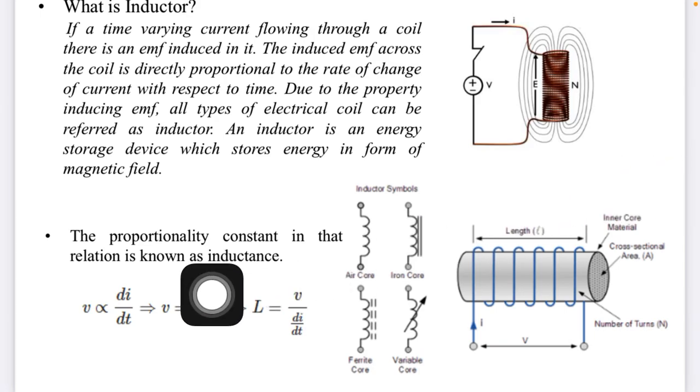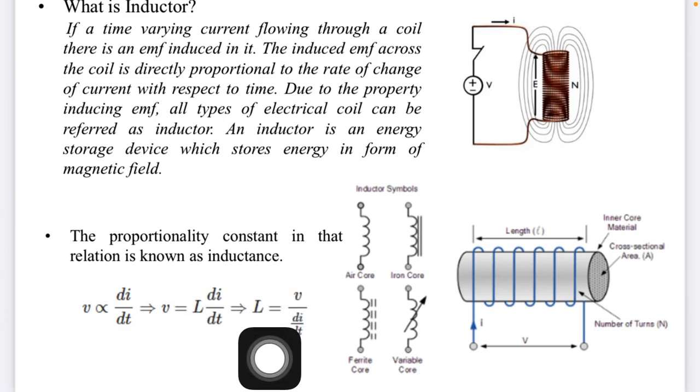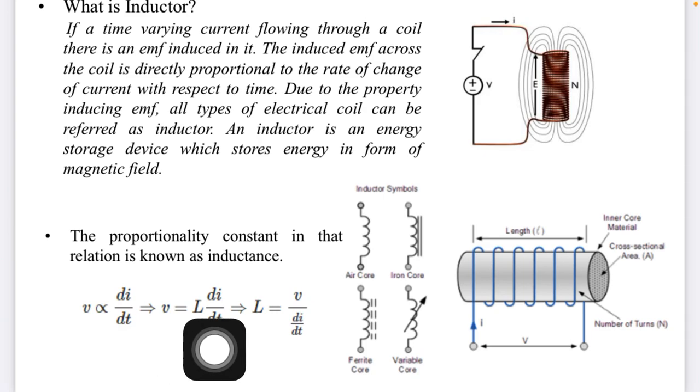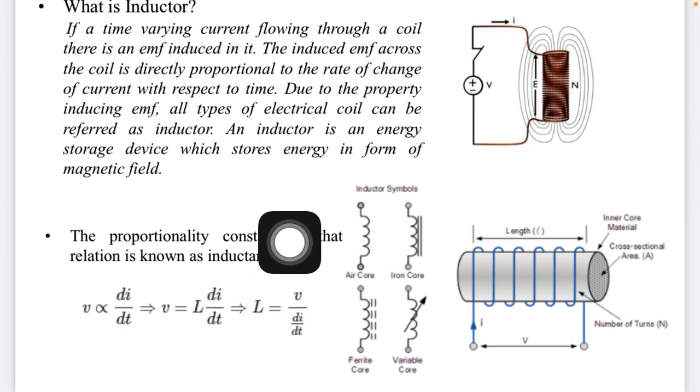Okay, now what is the basic equation of the inductor? V is equal to L di by dt, right? Actually, voltage is proportional to the rate of change of current with respect to time. If we eliminate the proportionality, the constant is L. So V is equal to L di by dt. We know that V is proportional to di by dt, right?